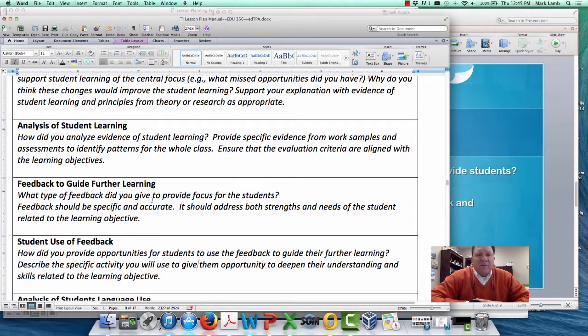Here in the template, again, what feedback did you give? I would recommend that you use work samples here. If you have a work sample that shows that you wrote a note back to the student about the success in this area or more explanation needed in this area, again, you should address both strengths and needs of the student related to the learning objective.